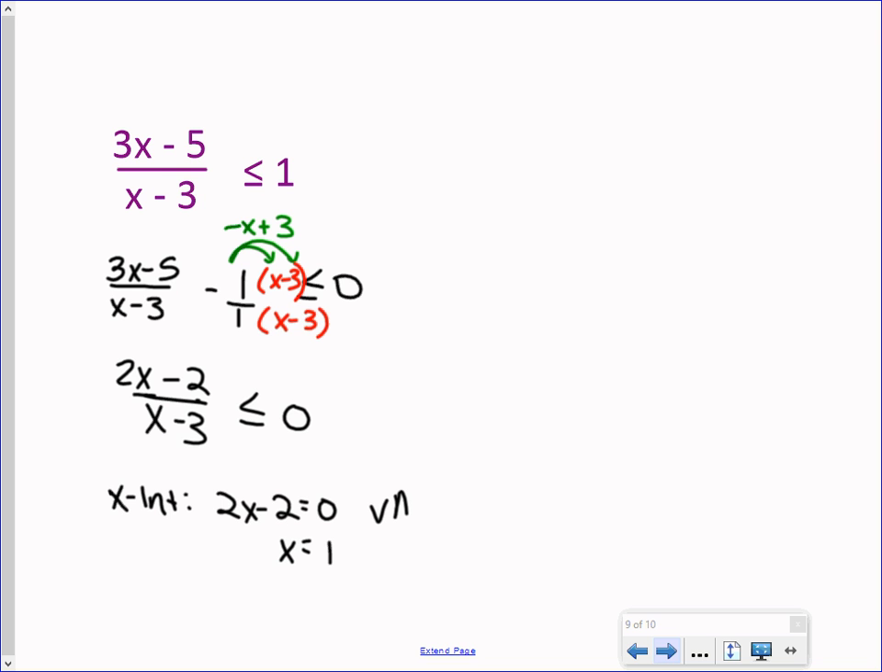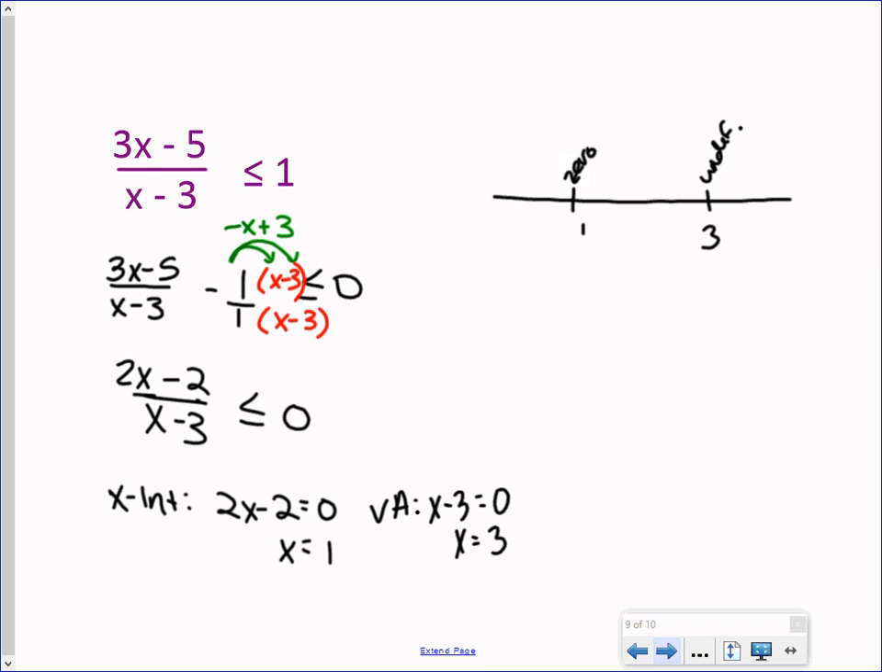For my vertical asymptote, set my denominator equal to 0, x minus 3 equals 0, so the vertical asymptote is at 3. On the number line, I'm going to put 1 and 3 there. Remember, at 1, it's the x-intercept, so it's actually equal to 0. At 3, it's the vertical asymptote, so it's undefined. Questions so far? Things I need to clarify?